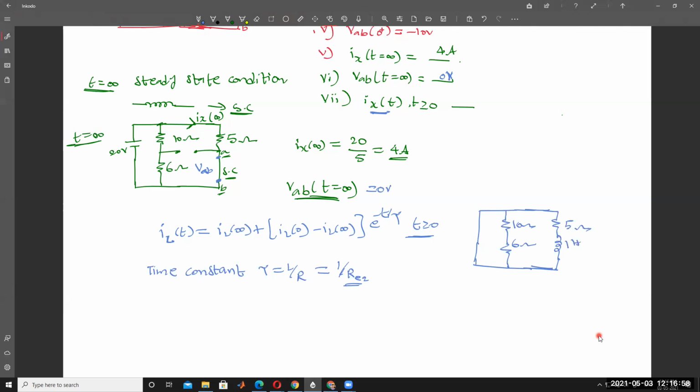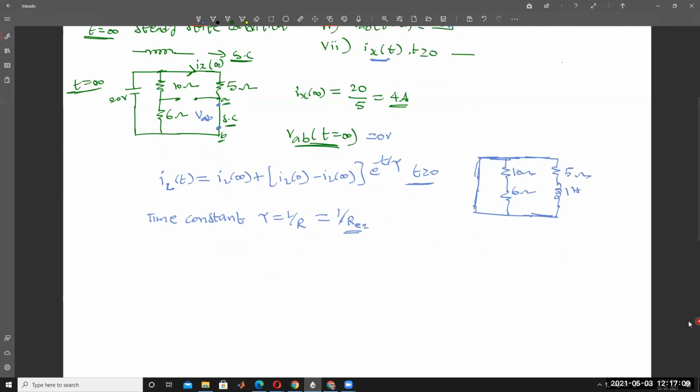So this is short circuited. The 10 ohm resistor and 6 ohm resistor are short circuited, so there is no use of them. That means a 0 ohm resistor is connected in parallel, so that's why they are invalid. Okay. Then the equivalent resistance will become only the resistor and inductor, like this: a 5 ohm resistor and 1 Henry.